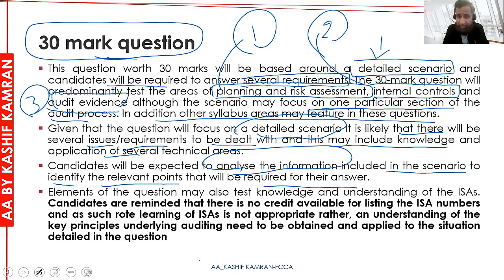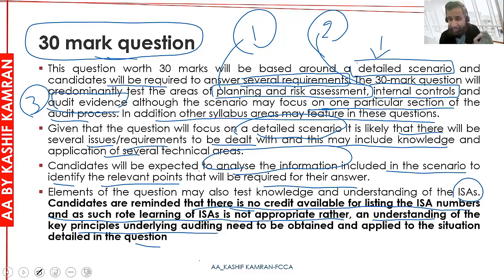Elements of the question may test knowledge of ISAs, International Standards on Auditing, which we'll be covering in our syllabus. Candidates are reminded that there is no credit. Look at this. There is no credit available for listing the ISA number. And as such, rote learning of the ISAs is not appropriate. Rather, an understanding of the ISA's main principle is important. Is the examiner saying you should rote learn the ISA? Big cross. Is the examiner saying you should put the number of the ISA in the exam paper, ISA 510, ISA 450? No, big cross, no marks.